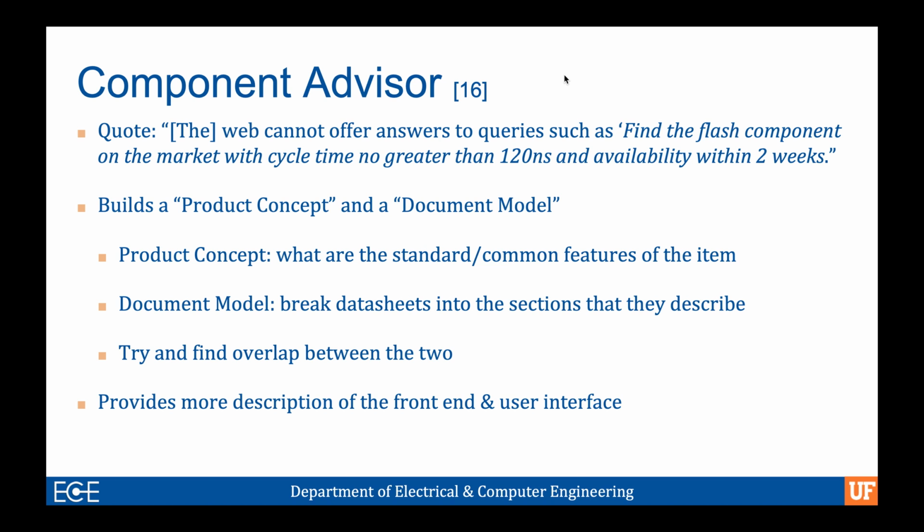So what they did was they built a product concept and a document model, and they tried to find overlap between the two. You'll see what this means in future sections. A product concept is what makes that part that part. So for instance, for the diode, the Zener voltage and the operating current, all the things that could be controlled for that part, basically create a model where these fields are empty and you can populate them.